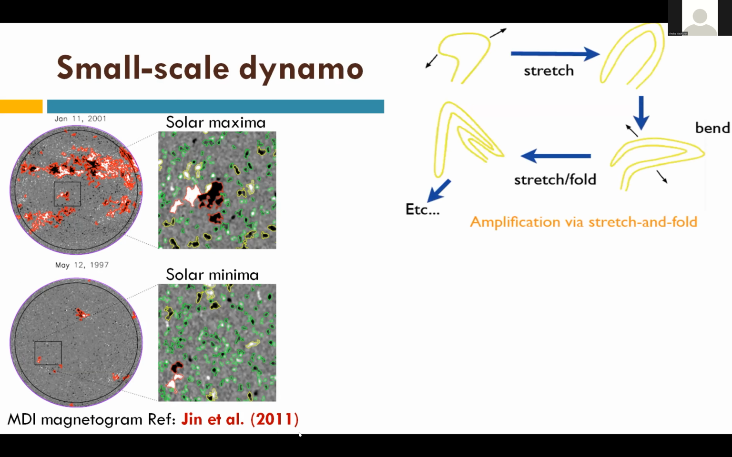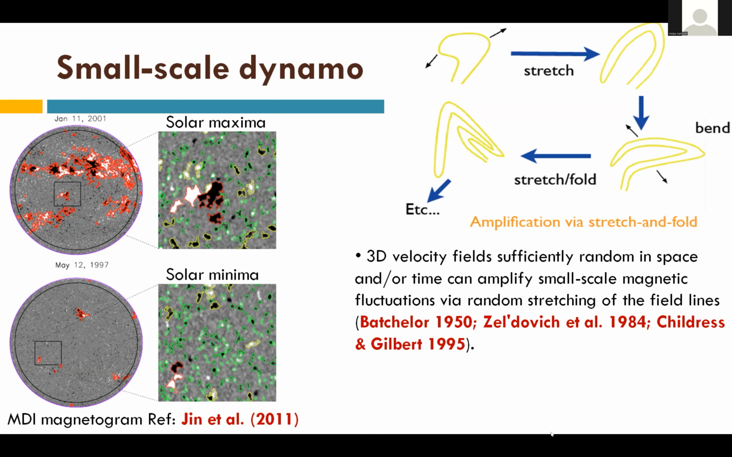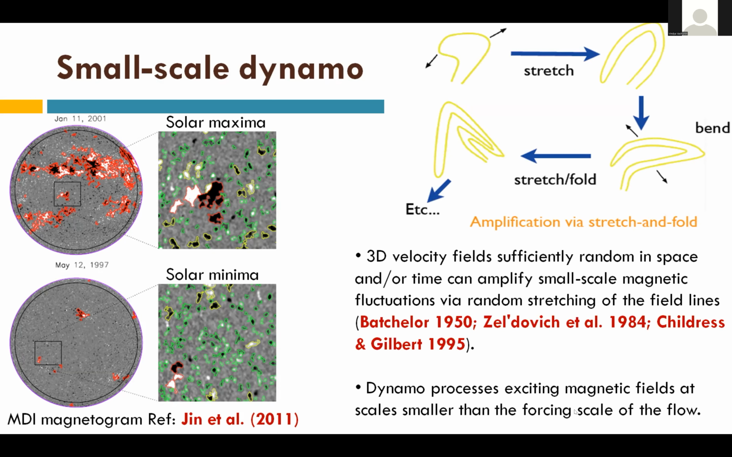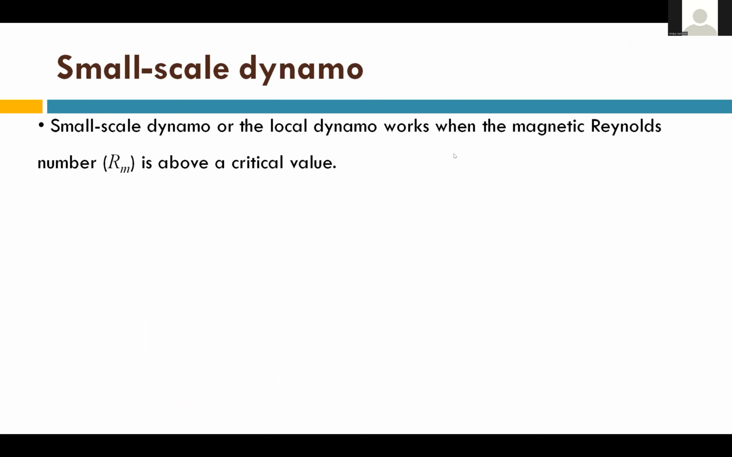Now, what is a small scale dynamo? It is generated by a 3D random velocity field that exponentially grows a seed field via stretching, bending, twisting, and folding, without any requirement of net helicity. And why do we call this small scale? Because the length scale we are dealing with in a small scale dynamo is much smaller than the size of the system, or we can say smaller than the forcing scale of the flow. Now, the small scale dynamo works when the Reynolds number is above a critical value.